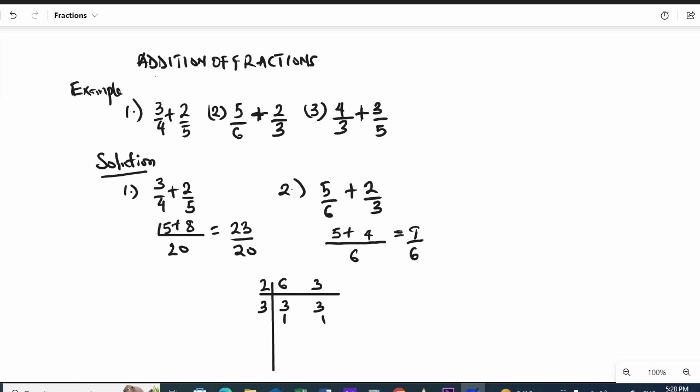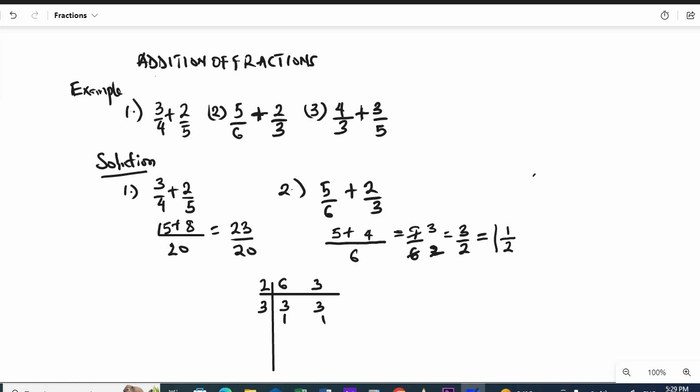And then we can reduce this to its lowest terms because 9 and 6 have common factors, right? And the common factor is 3. So we say 3 goes in 9 to give 3, and then 3 goes here to give 2. So that's 3 over 2, right? And then we can also still express this as a mixed number. So we say 3 divided by 2 gives 1, of course, with a remainder of 1, okay?